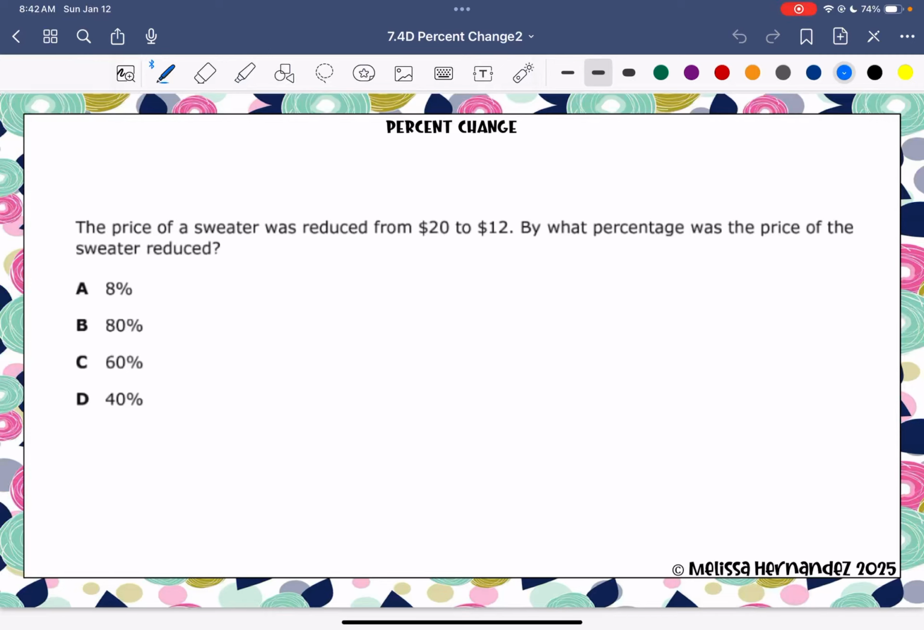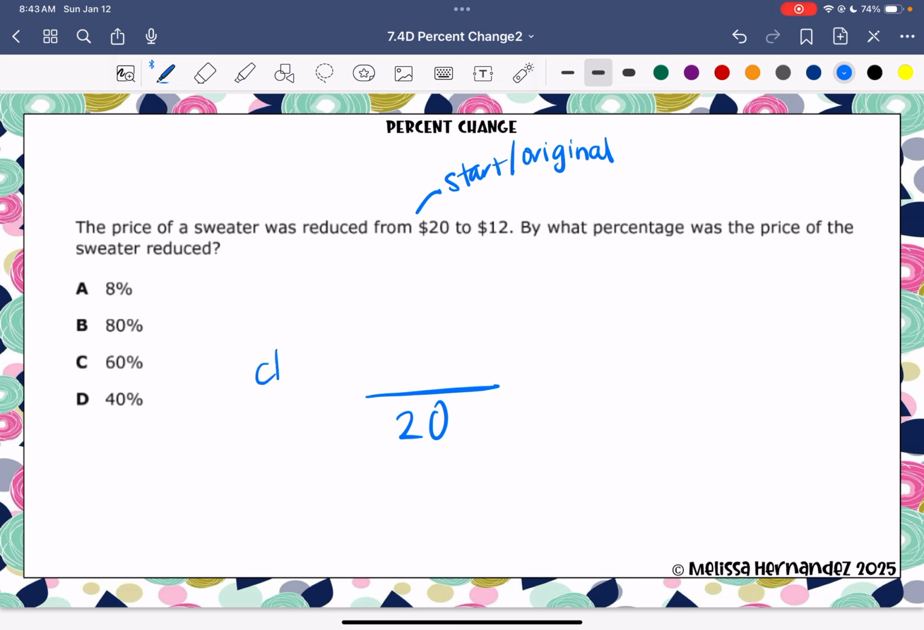In this video, we're going to focus on percent change problems that came from the 7th grade STAR test. The first one says the price of a sweater was reduced from $20 to $12. So it's from 20, meaning that's its starting point or the original value. Now the new is 12, or the ending value. This is where you ended up. If you started with 20, that would be considered your original.